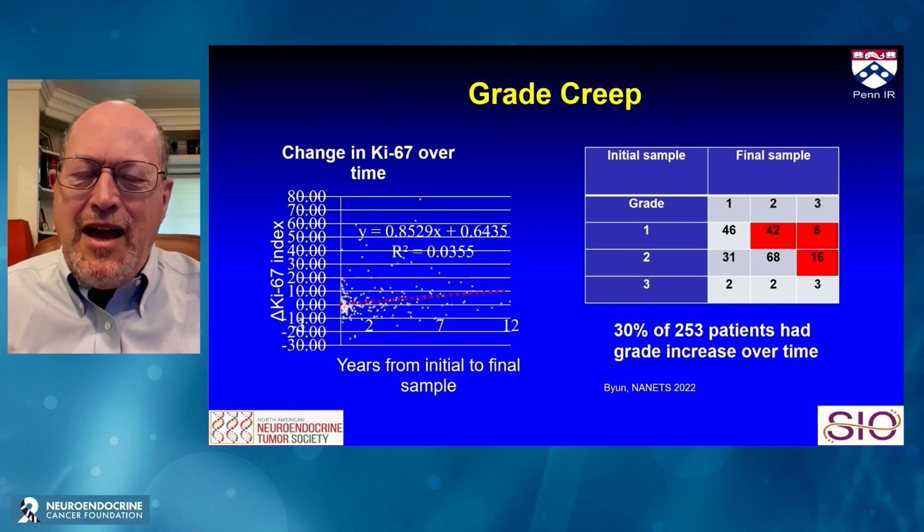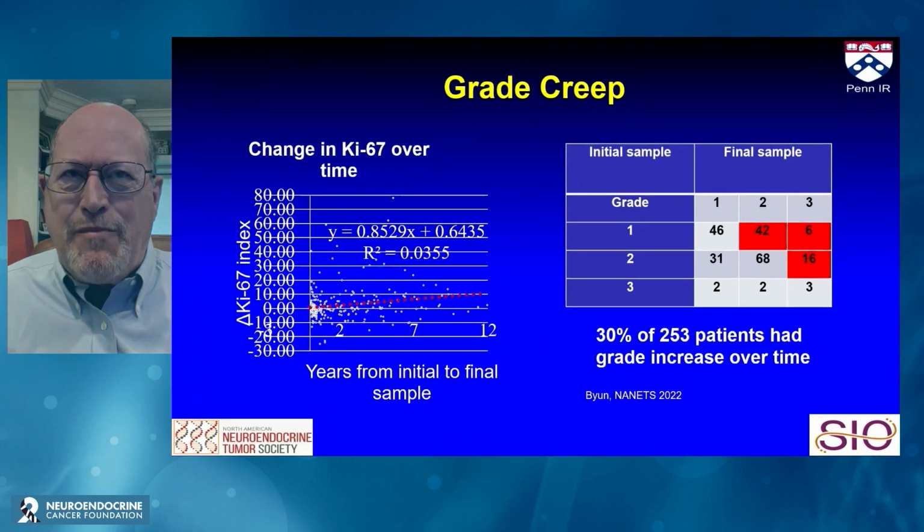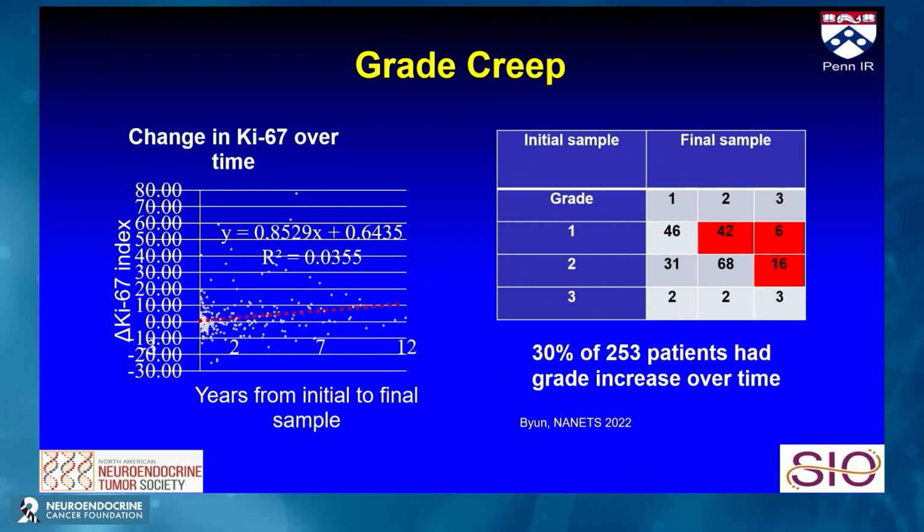That being said, we do know that the Ki-67 can change over time. So this is a study we did at Penn where we looked at hundreds of biopsy specimens, either from surgery or biopsies, and looked at what happened in individual patients to their Ki-67 over years. And although it's quite a scatter, some patients stay the same, some went up, some went down. On average, the Ki-67 number goes up 1% a year. And what that means is if you look at the right-hand box, 30% of our patients had a change in grade on serial biopsies over time.